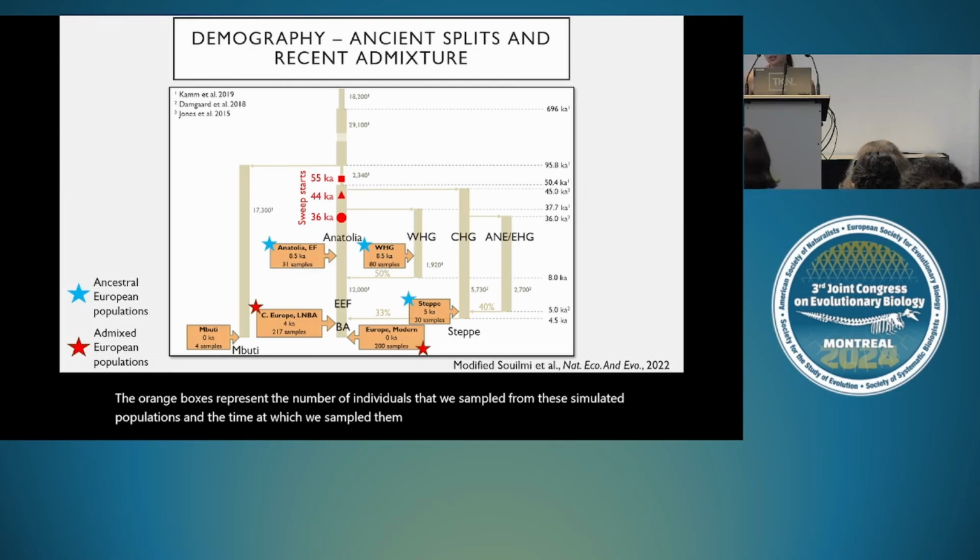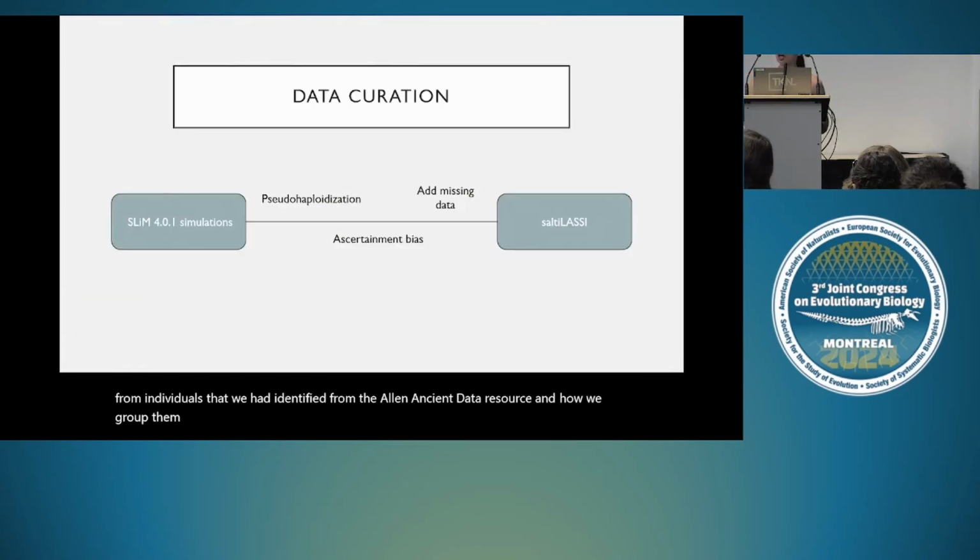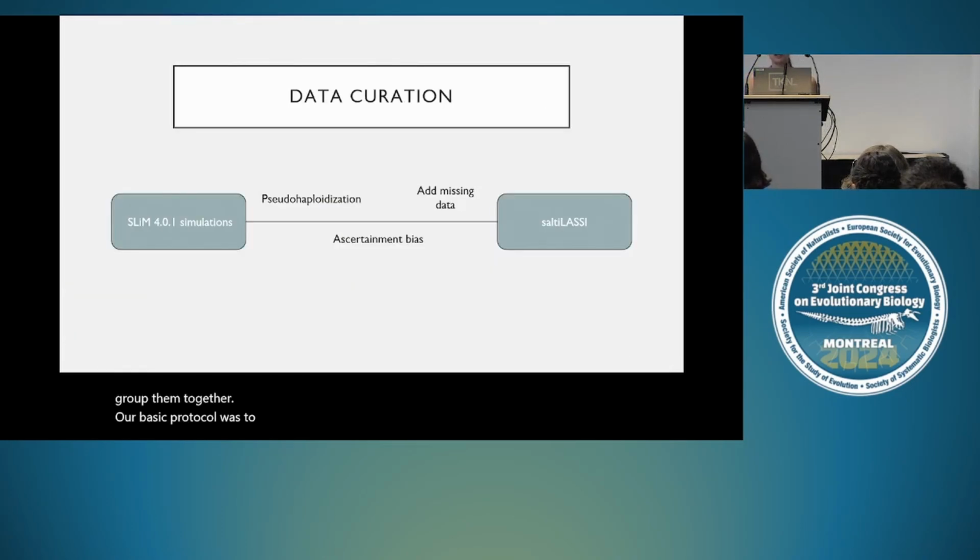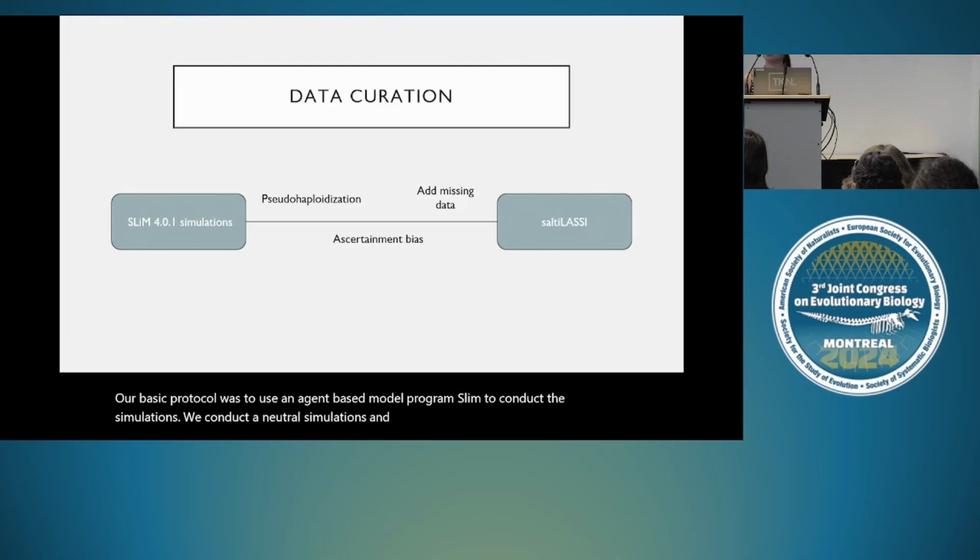And then our sample numbers came from individuals that we had identified from the Allen Ancient Data Resource and how we grouped them together. Our basic protocol was to use an agent-based model program, SLiM, to conduct the simulations. We conducted neutral simulations and selection simulations using 3 selection coefficients of 0.01, 0.02, and 0.1, and had continuous and non-continuous selection on a beneficial mutation that's occurring in the center of a 5 megabase genomic region. We had 200 replicates for each population, for each sweep condition, and for our neutral simulations.